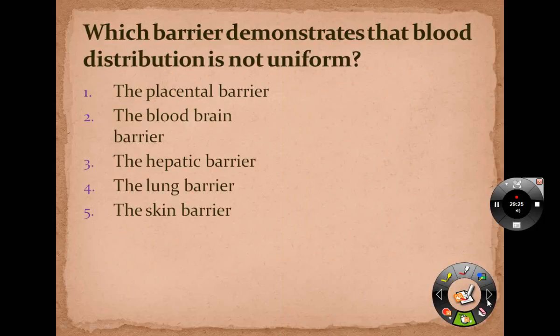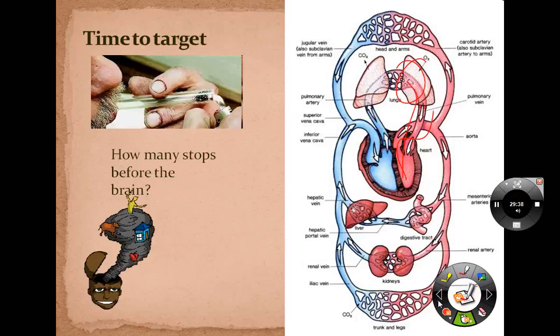Quick question. Which barrier demonstrates that blood distribution is not uniform? So when you eat it, why does it have to go to your lungs? Because that's the pathway. When you eat it, it's absorbed into the digestive tract. Which way is the blood flowing? Down, through the veins. Then it's got to go to the liver, then into the heart. But it can't get to the brain yet because it's got to get oxygenated. It's just the direction of the blood flow. So from the digestive system it goes to the lungs, heart, and back.